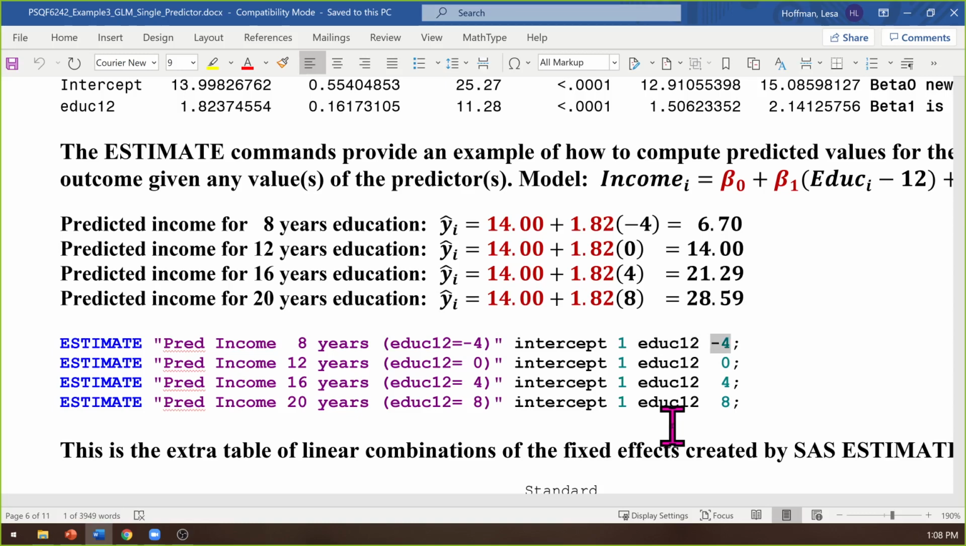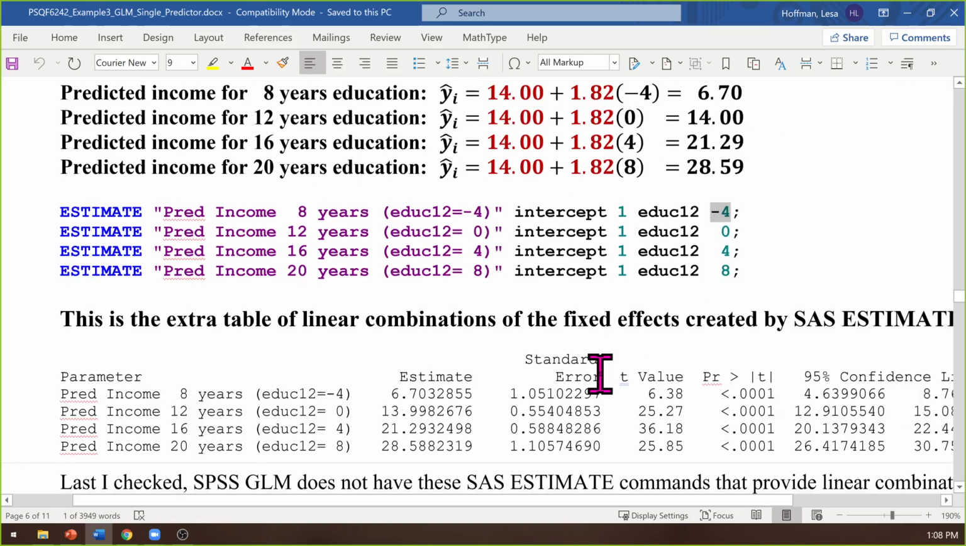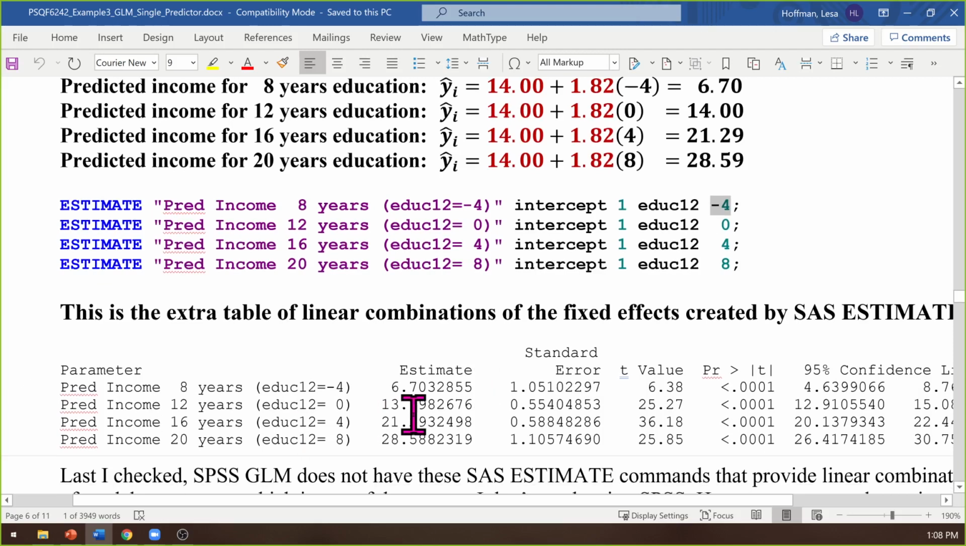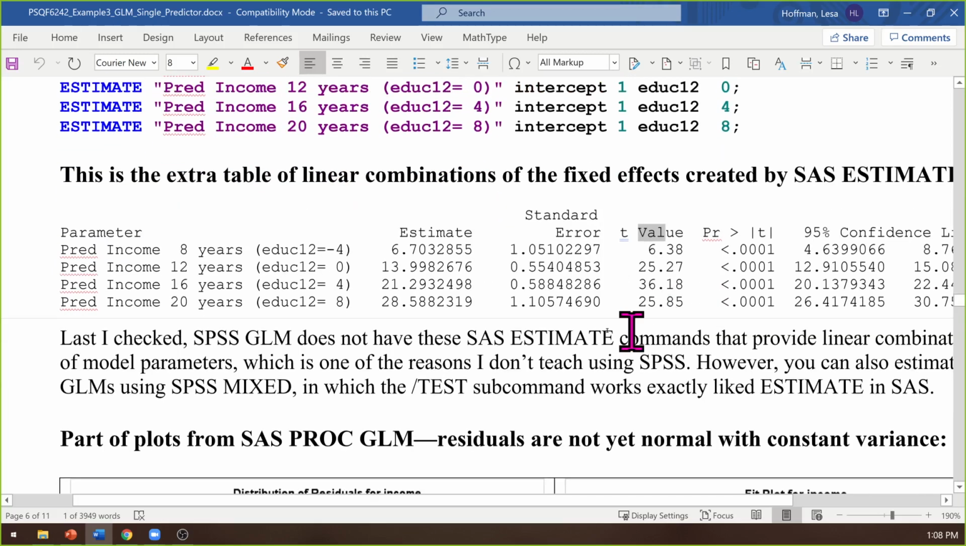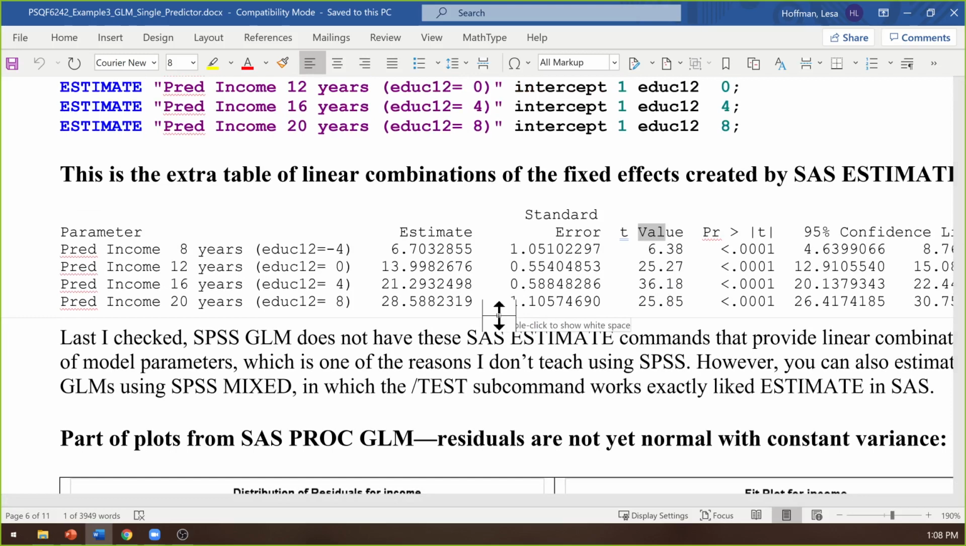So you'll get a chance to practice these on your homework. And then here's the resulting table. Just like up above, we have an estimate for what the predicted value of outcome is going to be, a standard error for each one, and then a t-test and confidence interval. And this is what is not in the SPSS version of GLM, at least the last I checked. I check about once a year so I can make sure to change my notes if it's incorrect, but it doesn't have this. So that's why I can't teach these models with that software.